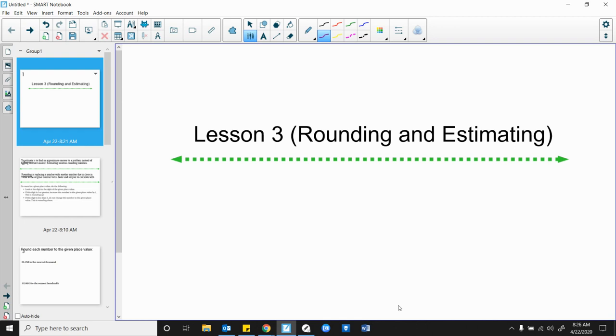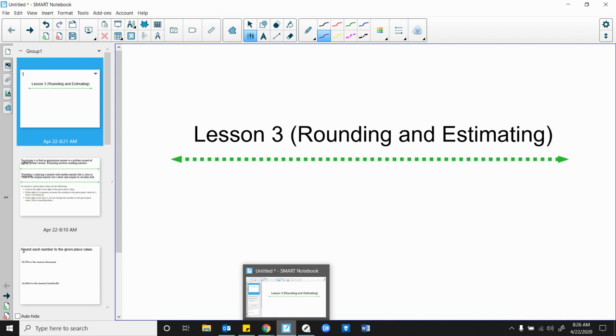Today is lesson 3 of our little algebra prep guide, and we're just working on small skills that I think get thrown to the side and not worked on enough. They're just assumed that we know, and some of these we don't know. So this one's lesson 3. It's rounding and estimating.